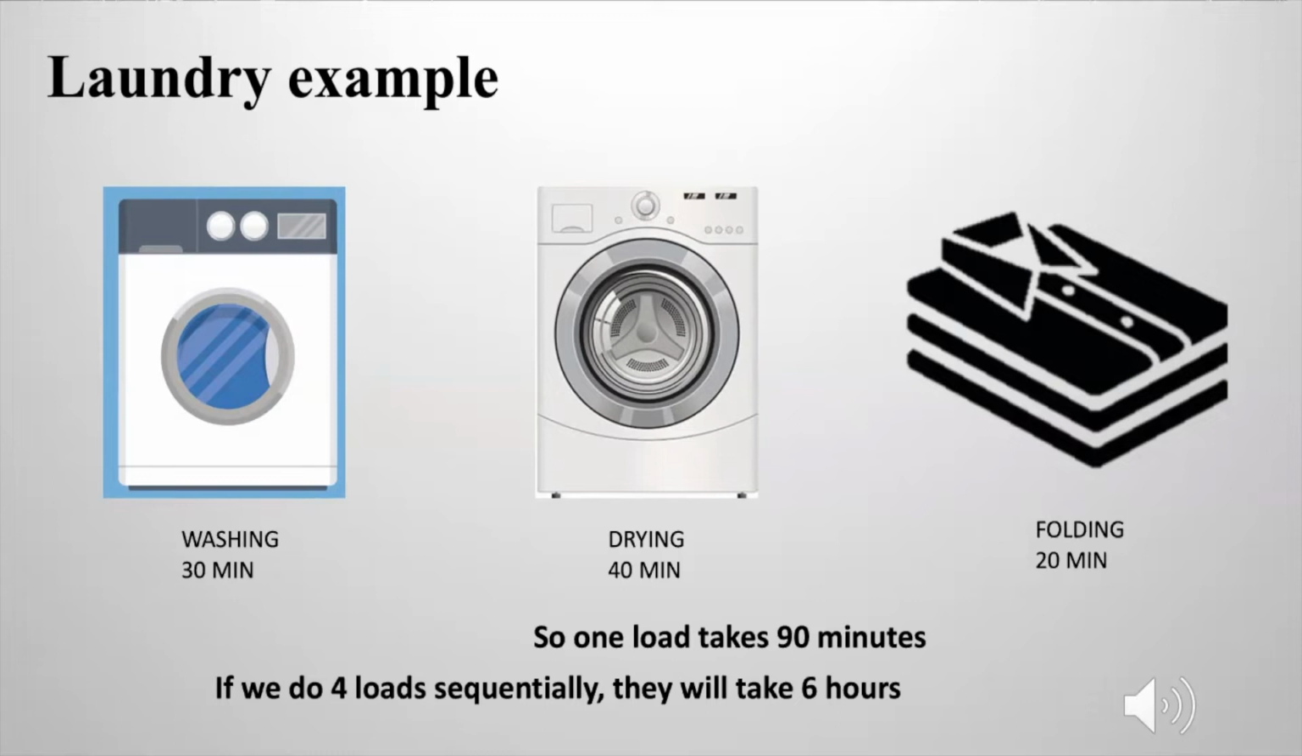We're not doing any tasks simultaneously. We're just doing the whole process sequentially. We do the 3 steps for one load, then the 3 steps for the next. As you can see, that will take a lot of time. So this is where the technique of pipelining will come into action to be able to save some time. That way, we can do 4 loads of laundry, but we won't be doing them sequentially. We'll be using pipelining. We'll do several tasks at the same time for different loads to be able to save time. This will be detailed in the next slide.